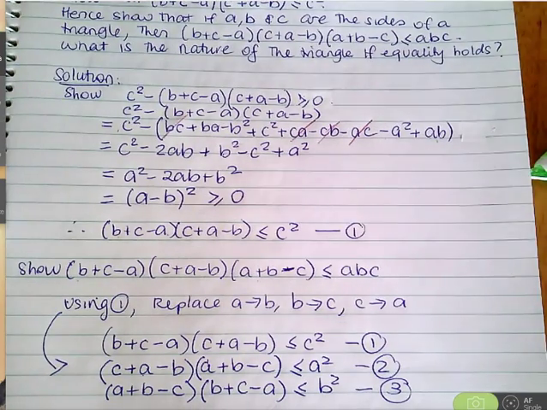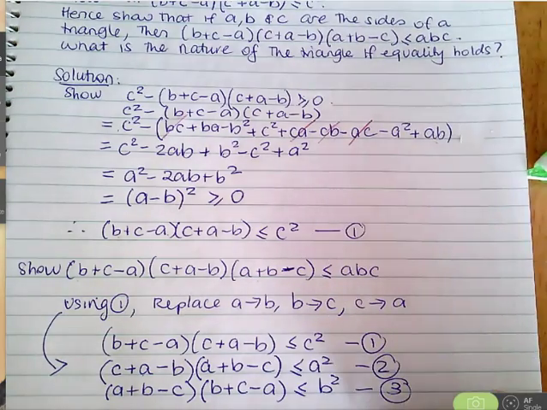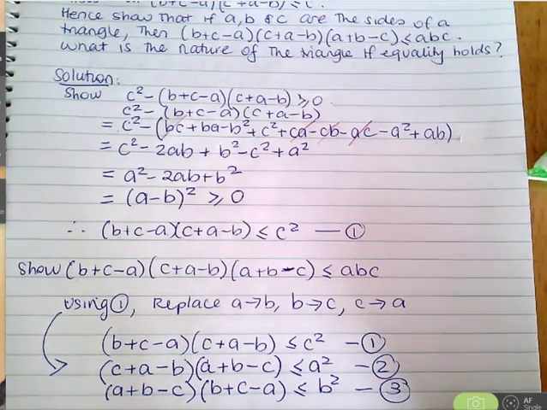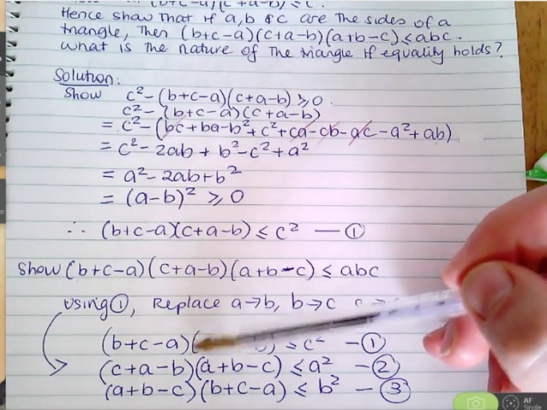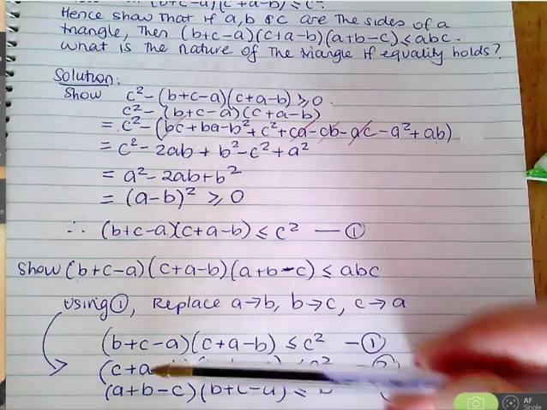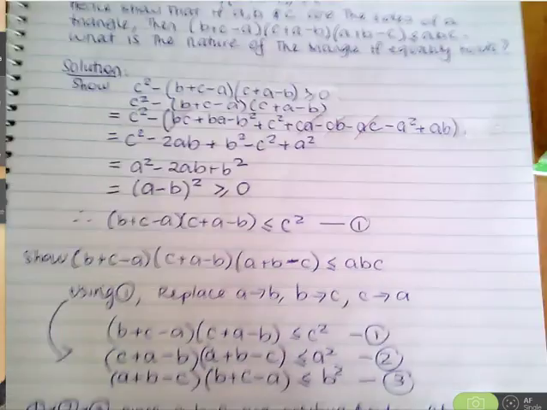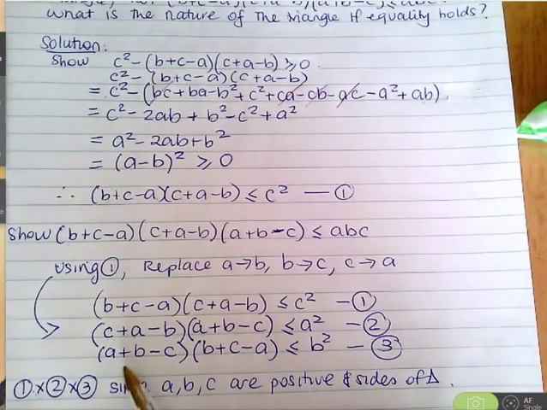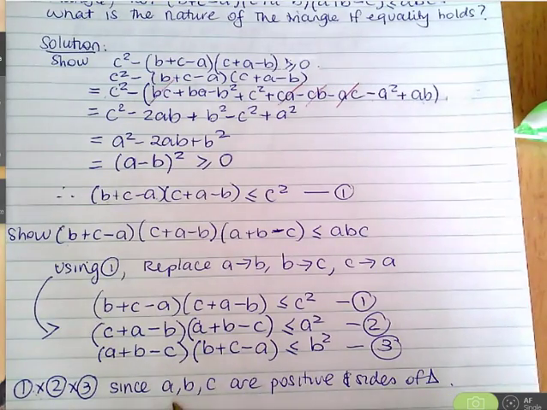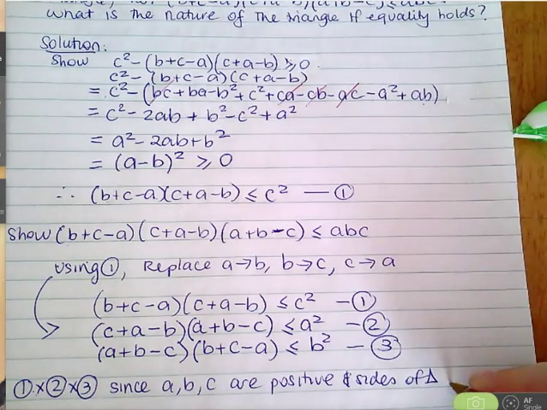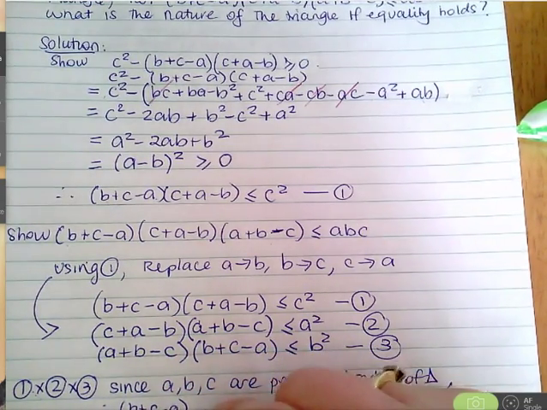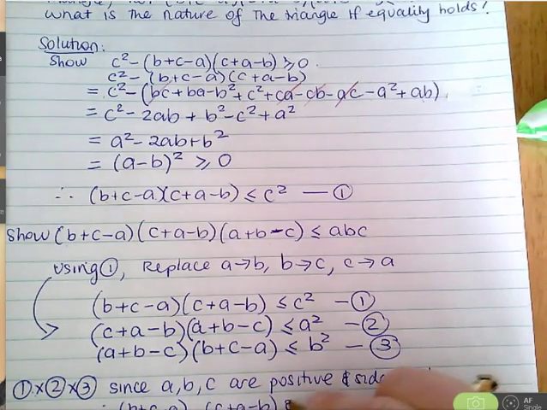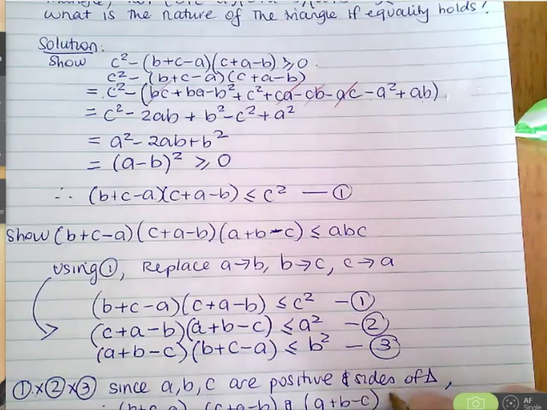Okay? And also, since A, B, C are positive and the sides of a triangle, we know that when you add 2 sides of a triangle, it'll always be bigger than the remaining side. So that's why we know that all these expressions here are positive. So we've got A, B, C are positive and they're sides of a triangle. Therefore, all of these expressions, B plus C minus A, C plus A minus B, and A plus B minus C are all positive as well. Otherwise, your triangle wouldn't close up.